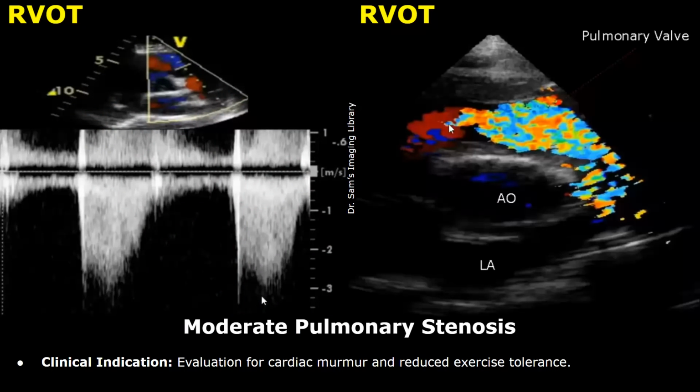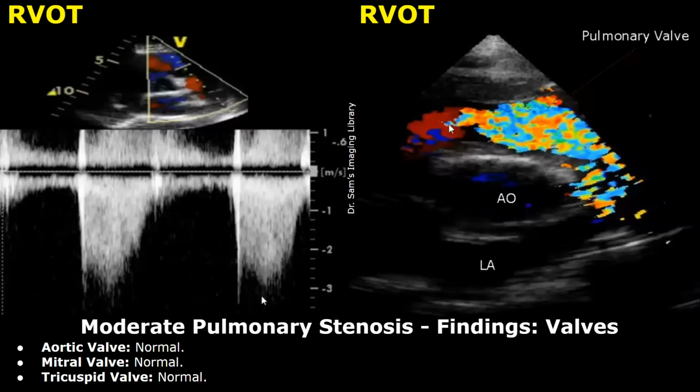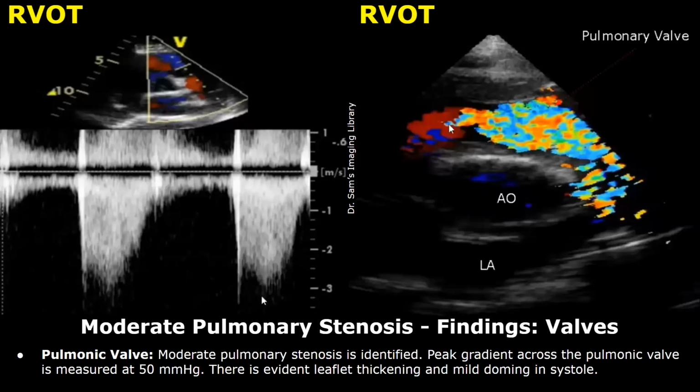This report is of moderate pulmonary stenosis. Clinical indication is evaluation for cardiac murmur and reduced exercise tolerance. The aortic, mitral, and tricuspid valves are normal. In the pulmonic valve, moderate pulmonary stenosis is identified. Peak gradient across the pulmonic valve is measured at 50 mm of mercury. There is evident leaflet thickening and mild doming in systole.